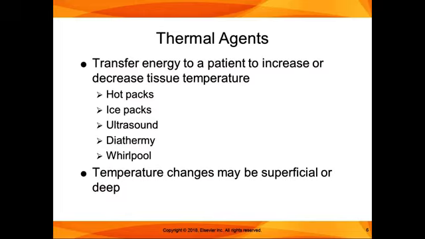Thermal agents are used to transfer energy to a patient to increase or decrease tissue temperature. So hot packs, ice packs, ultrasound, diathermy, whirlpool. All of these things are used to affect tissue temperature, whether we're trying to increase or decrease it, and we'll talk about the different reasons for that. Some of the temperature changes that we cause with thermal agents are superficial, and some of them are deep.